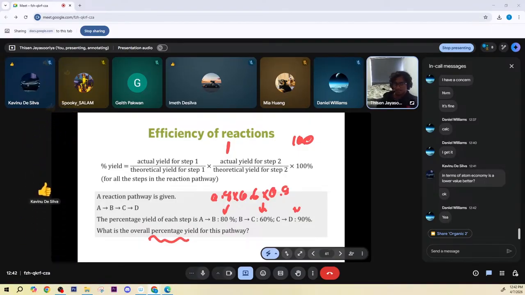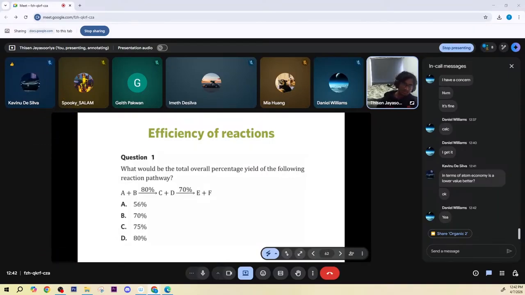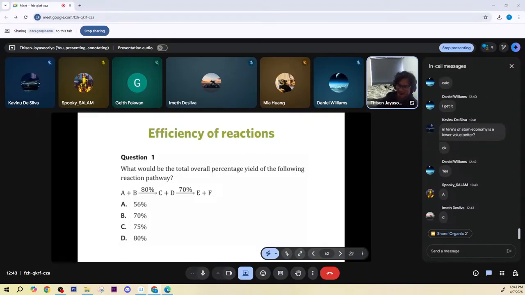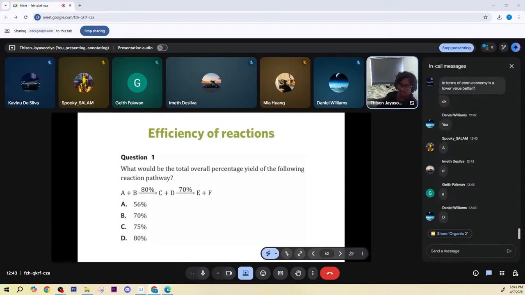So here, what is the total overall percentage yield of the following reaction pathway? What do you guys think? A, B, C, or D? A. Salam says A. Anyone else say A? Emeth says D. Blessing says A. We've got A's, we've got D's.